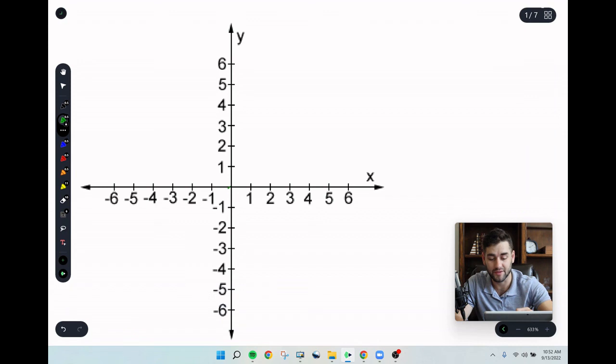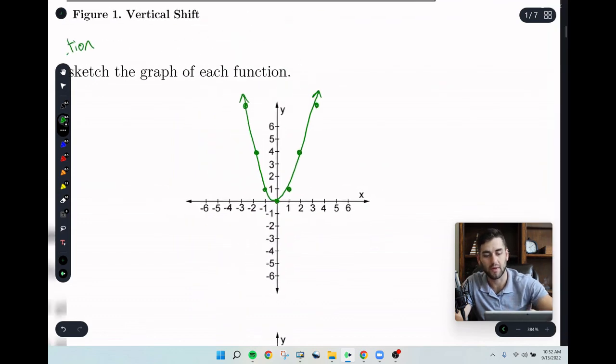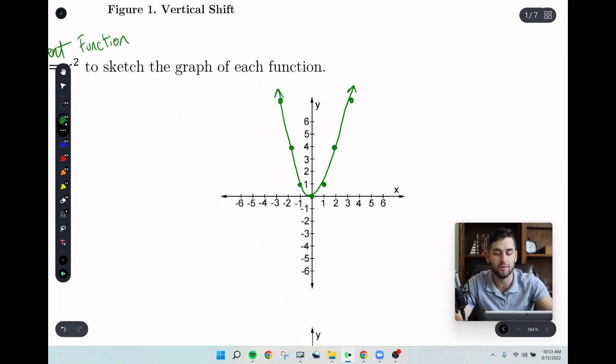So what I'm going to do is I'm going to sketch the parent first. I'm going to do this first one nice and neat. 0, 0, 1, 1, 2, 4, probably 3, 9, if you're thinking about squaring a number. So there is the parent function, nice and neat. I might not do it so nice and neat every single time, but there you go.